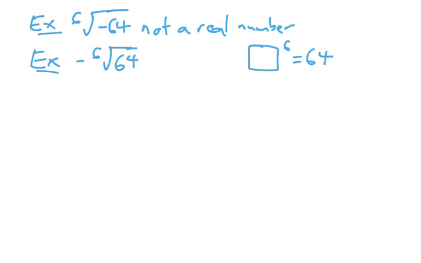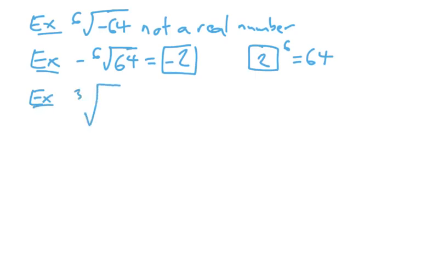And just playing with that a little bit, 2 will work. 2 times 2 is 4, times 2 is 8, times 2 is 16, times 2 is 32, times 2 is 64. The negative sign in front of the radical simply means that in the final answer we append a negative sign in the front.